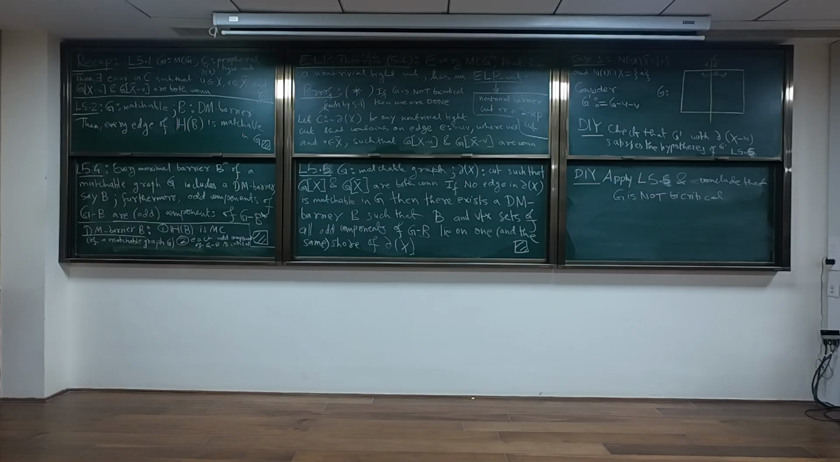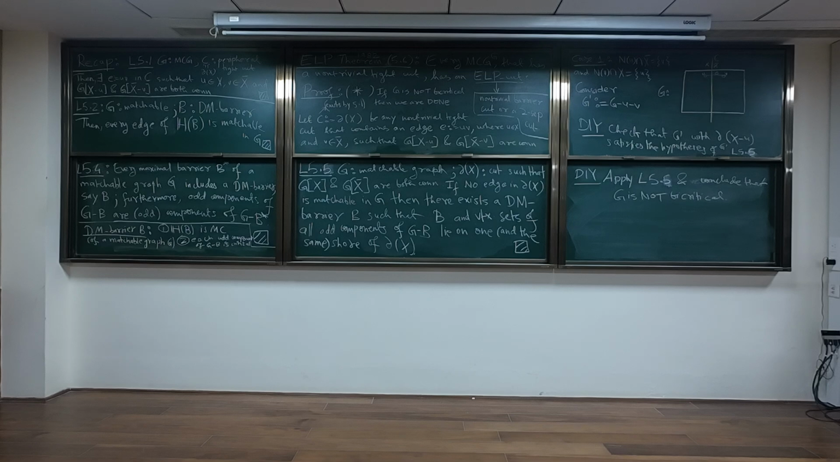If I draw the Dulmage-Mendelsohn barrier on the right side, I'm thinking that this is redundant because we are using only this one. But it may happen that it is on the other side, that is an adjustment of notation. Yeah. So you need both these conditions on both sides. Yes.